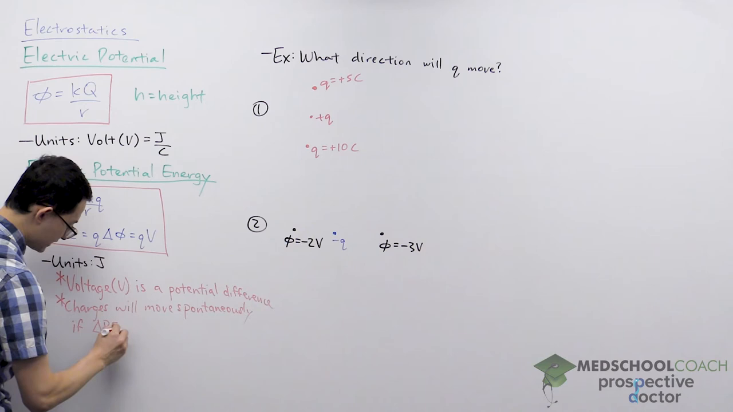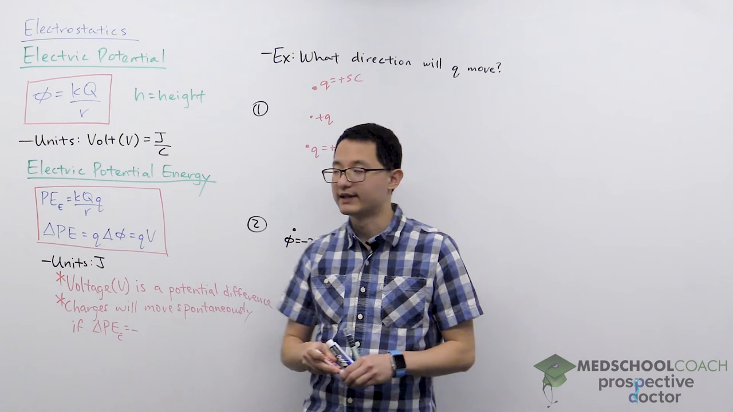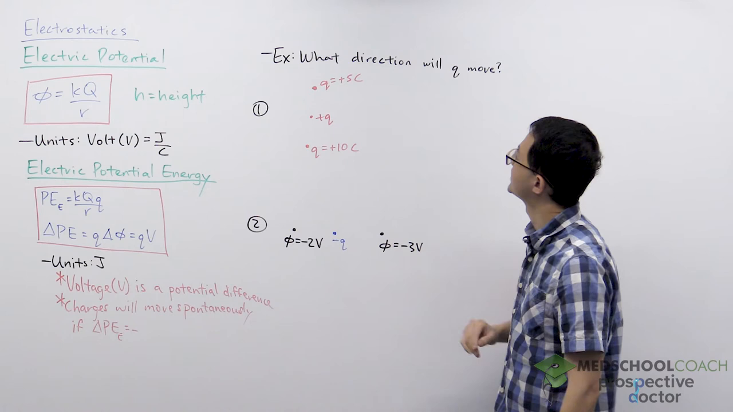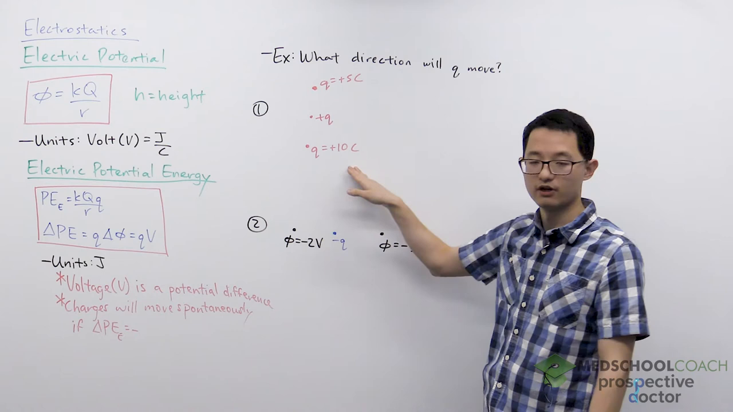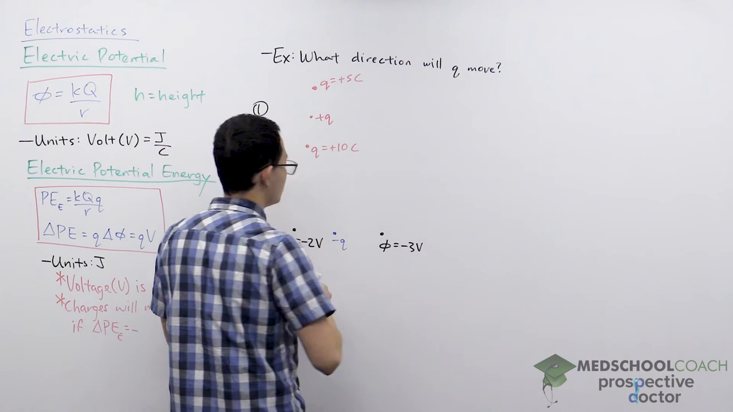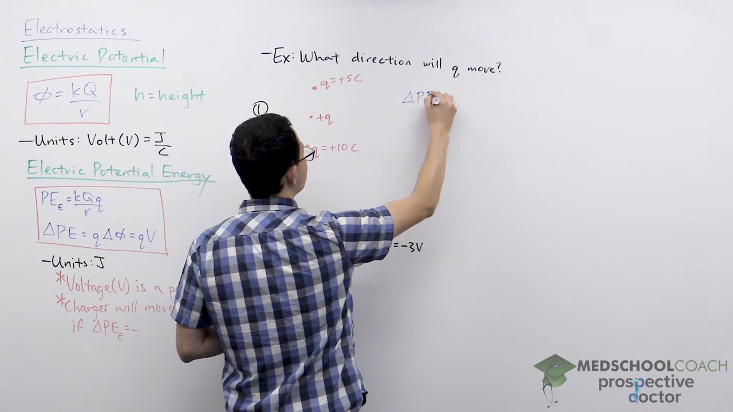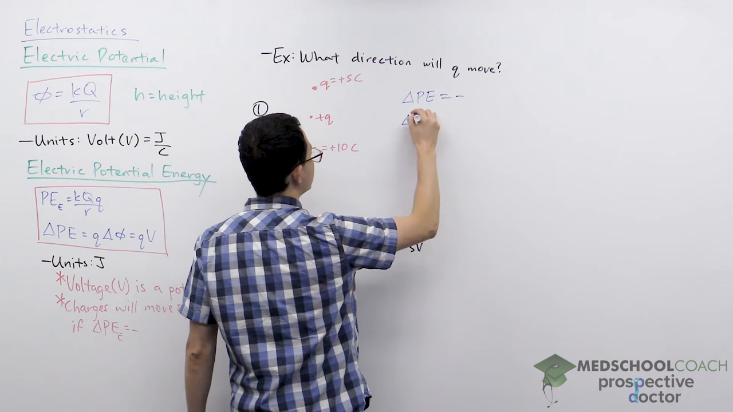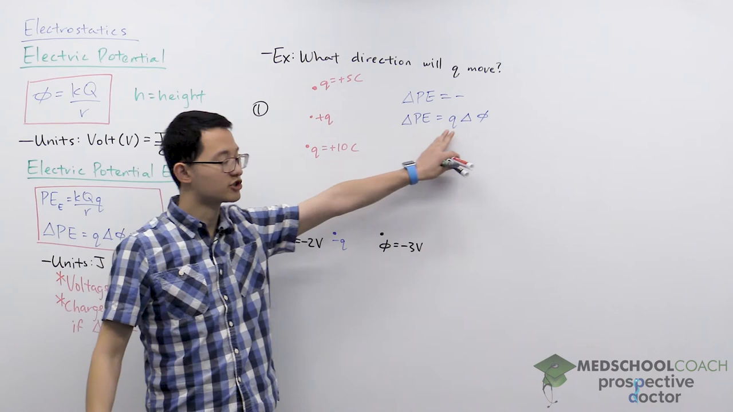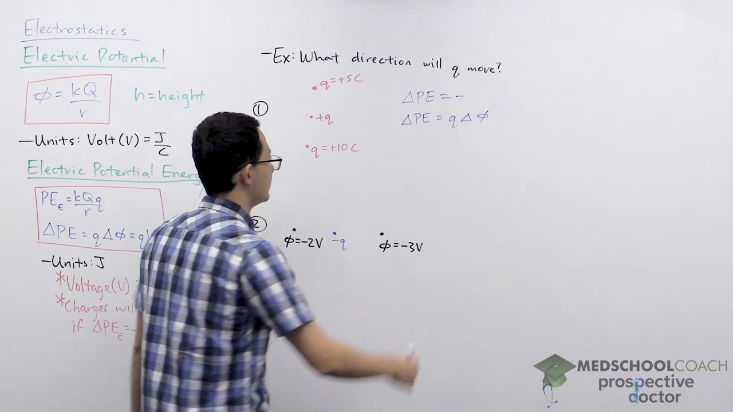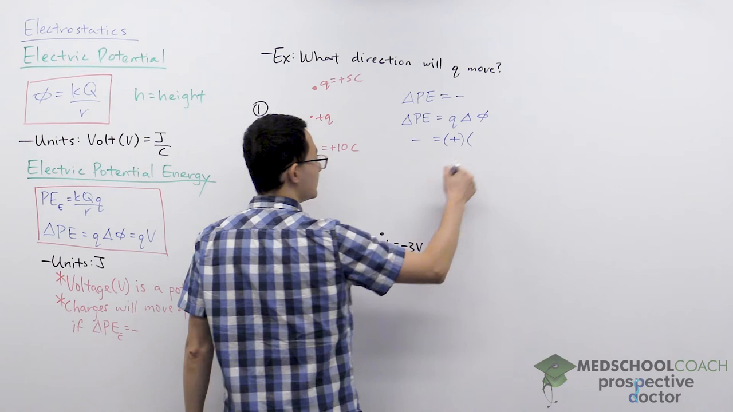Okay. So keeping these ideas in mind, let's take a look at a couple examples then. In both of these situations, we're asking, what direction will the charge move? So in the first situation, we're looking at Q, which is a positive charge, and above it is a positive charge of 5 coulombs, and below it a positive charge of 10 coulombs. So since we're dealing with a positive charge, what we know is that in order for a charge to move spontaneously, the change in potential energy needs to be negative. Now, our equation for the change in potential energy is Q delta phi. So if we want the potential energy change to be negative and our charge is positive, that means the change in potential has to be negative.